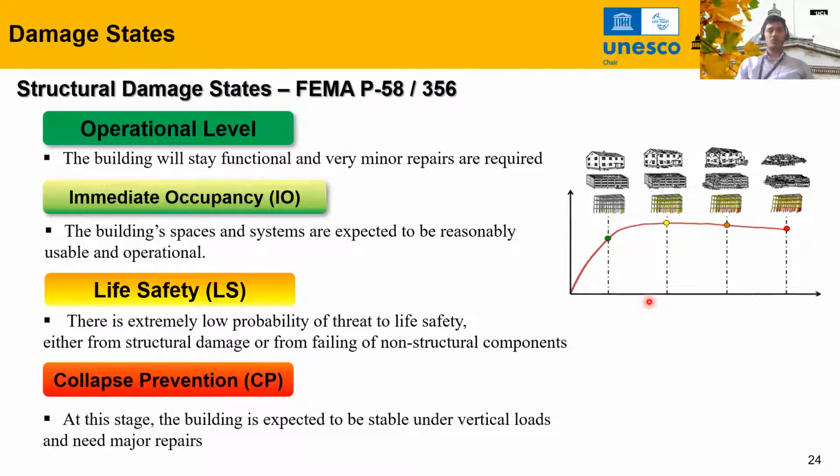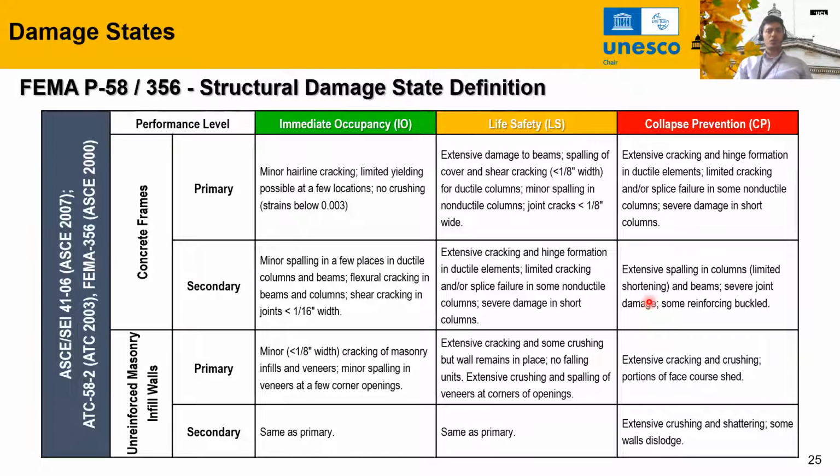So this is the definition I was talking about in the previous slide, so I'm not going to repeat that. This slide shows, for both reinforced concrete and unreinforced masonry or infill walls, the definition of the physical damage state. So what do immediate occupancy, life safety or collapse prevention mean? As I was explaining, minor hairline cracks, immediate occupancy, life safety, extensive damage to different elements, and so on. So you can go through these definitions on your own.